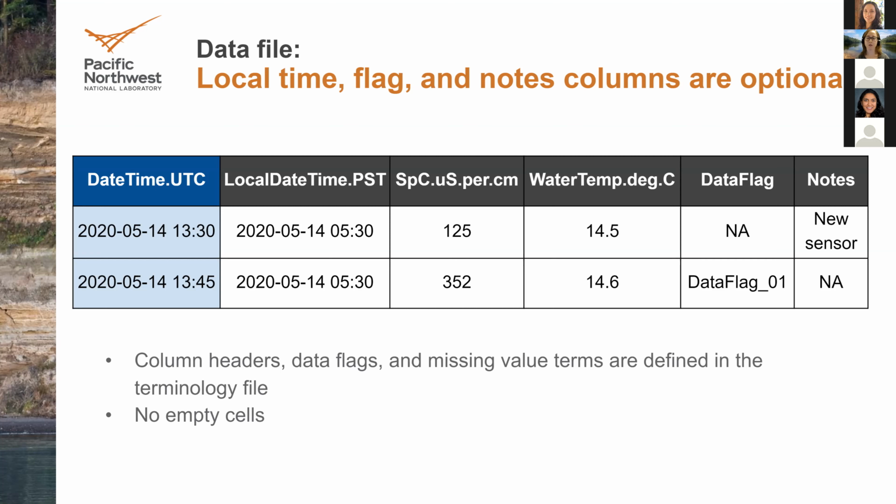And then optional also are data flags and notes. And the data flags can be structured however the user wants. There's an example there. Those are defined again in the terminology file, so it's very much up to the user. They can also have multiple data flag columns if they want to have one per parameter or something like that. And then the notes field is just free text, anything. And you can see the NAs here. Again, that there can't be any empty cells, and so NA is what's being used to fill those for text fields.